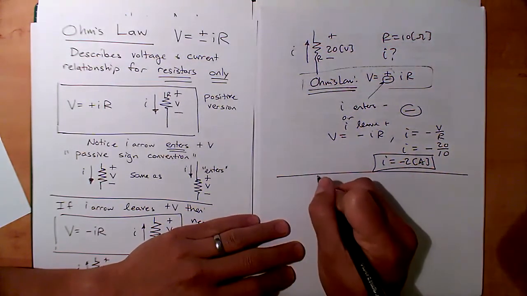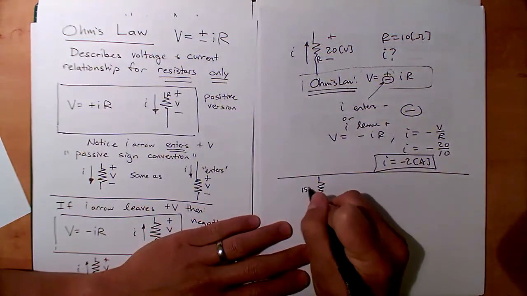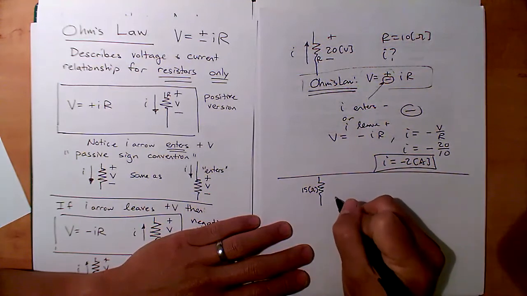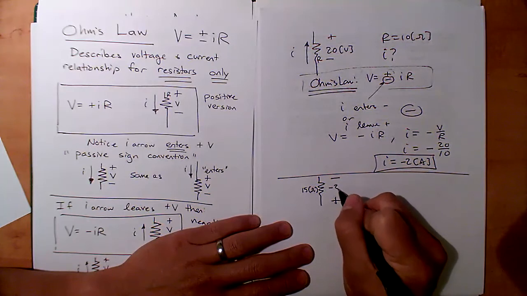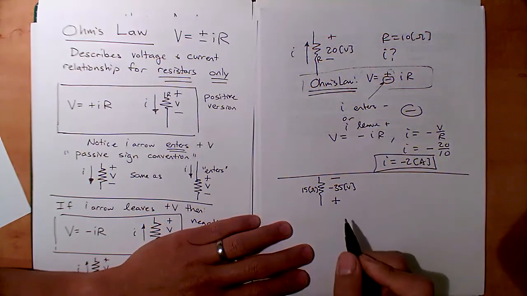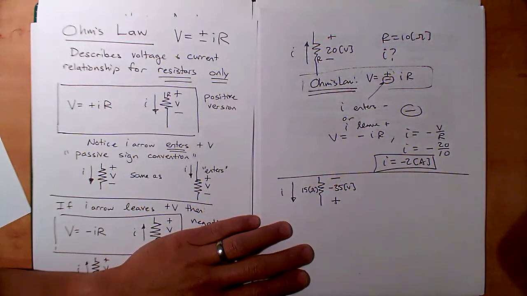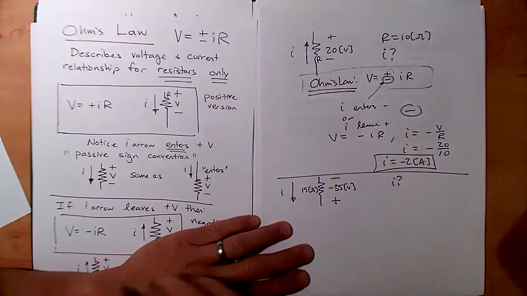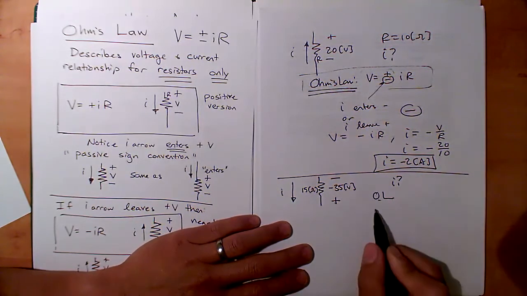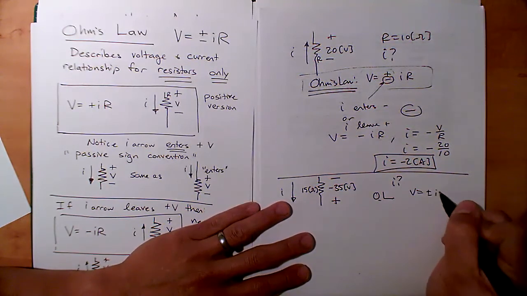Okay. Let's do another problem. So this one is a little bit more tricky. Let's say again we have a resistor, and let's say we have 15 ohms, and let's say we have a voltage here, but now let's be a little trickier. Minus 35 volts, okay? And we have current going like this. Again, the question is, what is I, right? We have the voltage, we have the resistance, what is I? Okay, Ohm's law. If you just write OL, I'll be happy with that, okay? Ohm's law, V equals plus or minus IR.